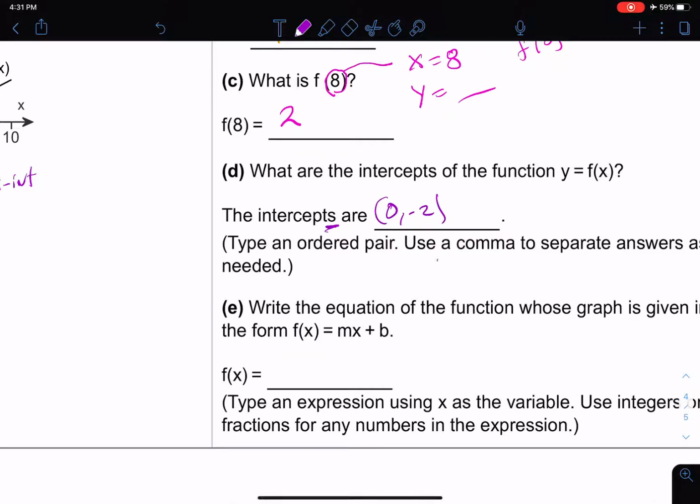And it says use commas to separate your answers. And it also says write ordered pairs, right? So it's always good to look at that. Otherwise we get it wrong and it's frustrating. (0, -2), and then (4, 0).